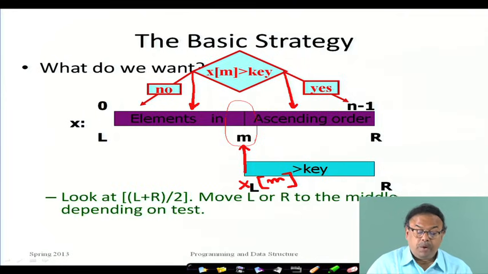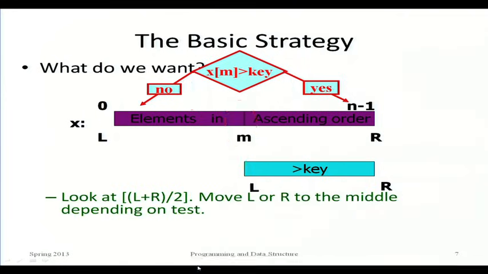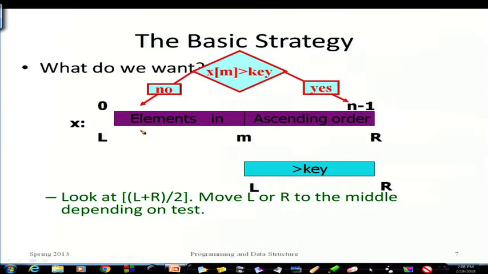So, we will first, given this L and R, what is my mid element? How will I compute my mid element, or m? That is L plus R divided by 2, and then depending on whether it is less or greater, we will move the left, L, or R to the middle depending on the test.